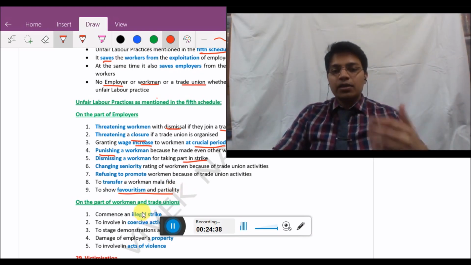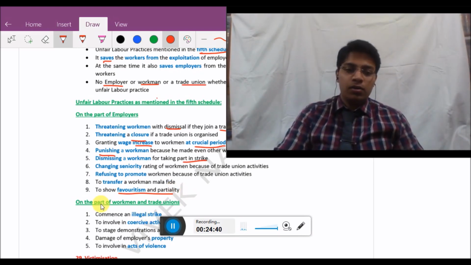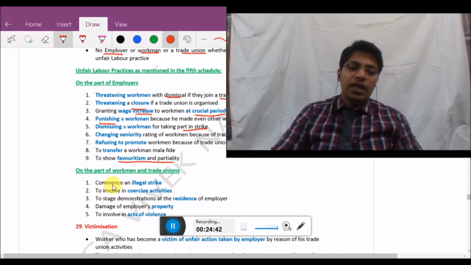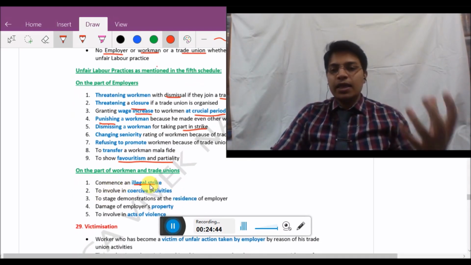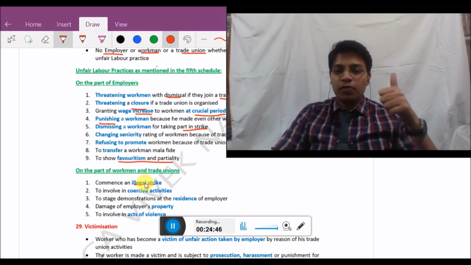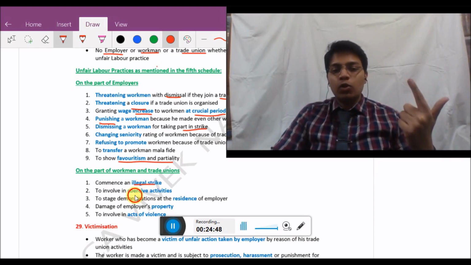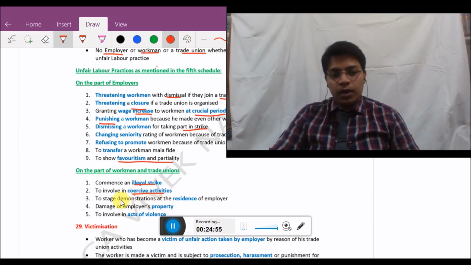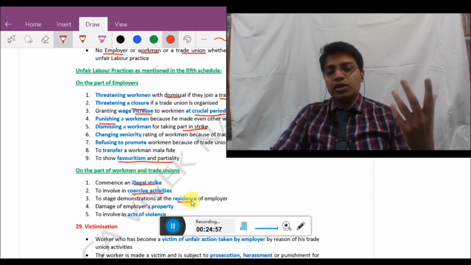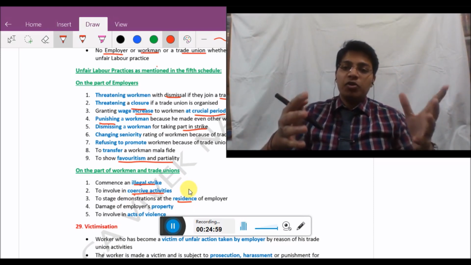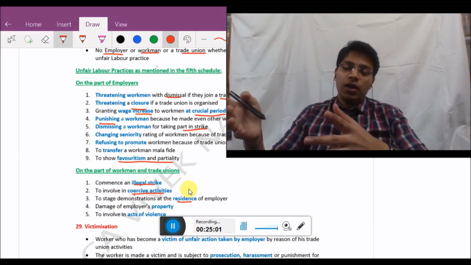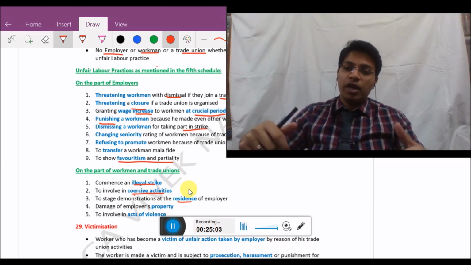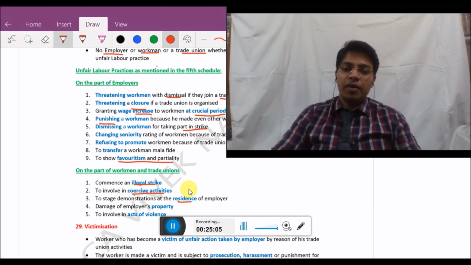What are the unfair labor practices on the part of the workmen and the trade union? Commencing an illegal strike is an unfair labor practice on the part of the workmen and the trade union. To involve in coercive activities. Coercive activities means they are threatening the employer. Coercive means physical force or something. To stage demonstrations at the residence of the employer. The employees of the trade union go to the residence of the employer and protest in front of the gate. This is not allowed. This is an unfair labor practice.